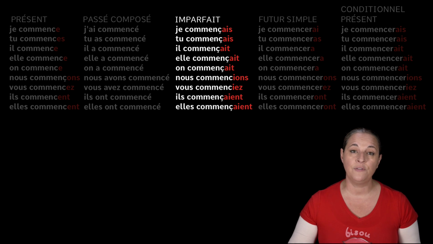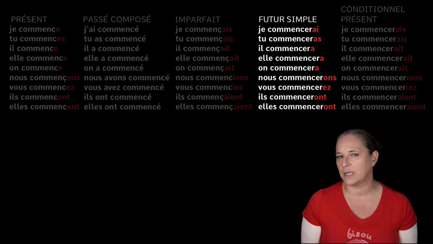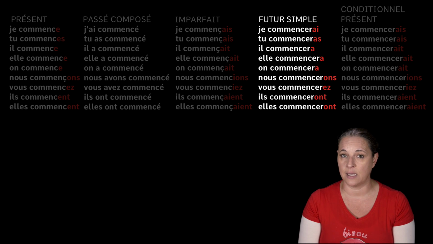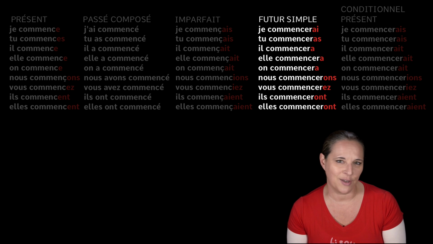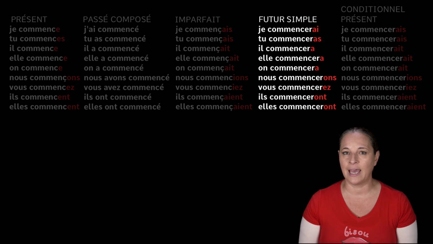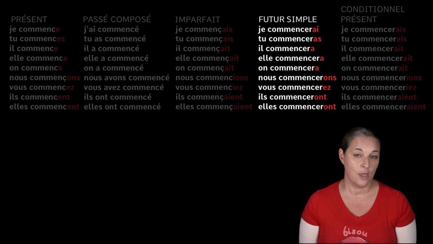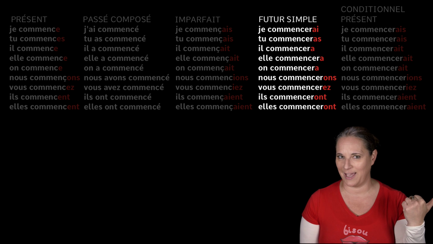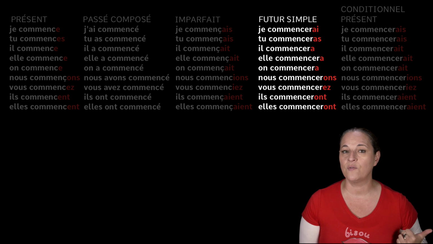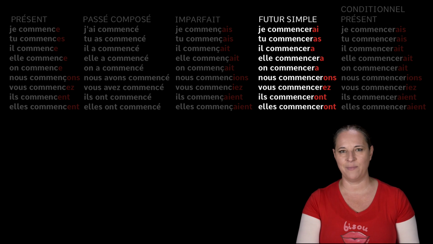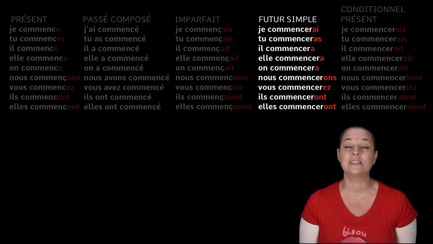Let's have a look now at the futur simple. The futur simple is the simple future. We want to say I will start. So how are we going to do that? We keep the verb as it is, commencer, and we add those special future endings, which, as a matter of fact, are exactly the same as avoir endings. J'ai, tu as, il a, elle a, on a, nous avons, vous avez, ils ont, elles ont. Take these endings, stick them onto commencer, and here is your future.